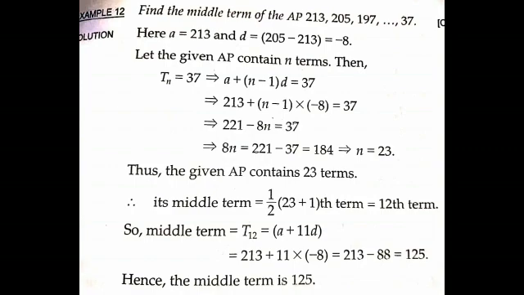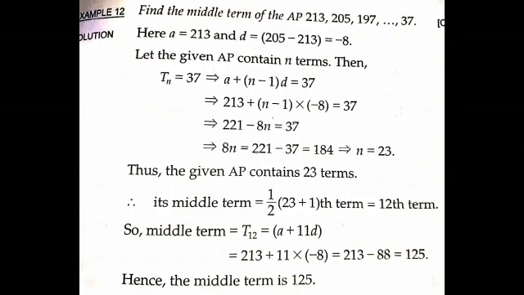Again, let the AP contain n terms. Then here we have the nth term Tn equal to 37. As I have already explained, the nth term is also written as An or Tn. So here the symbol used is Tn. Using the formula for the general term of an AP, I have A plus n minus 1 into D equal to 37. Putting the values of A and D, I have 213 plus n minus 1 into minus 8 equal to 37. This implies 221 minus 8n is equal to 37.